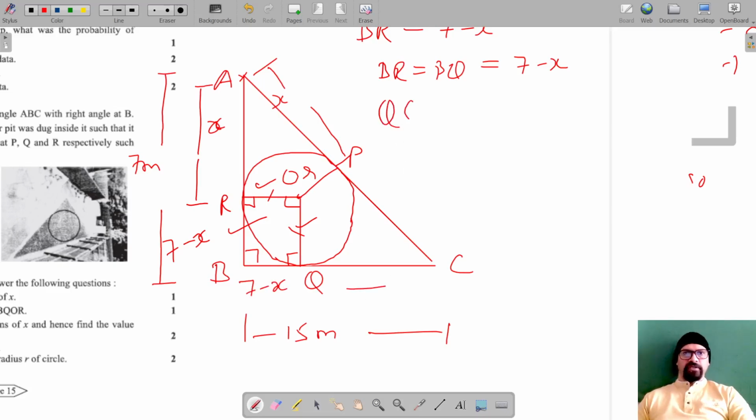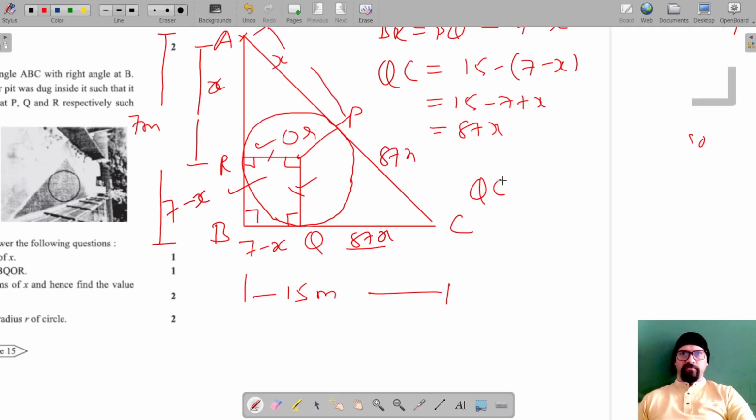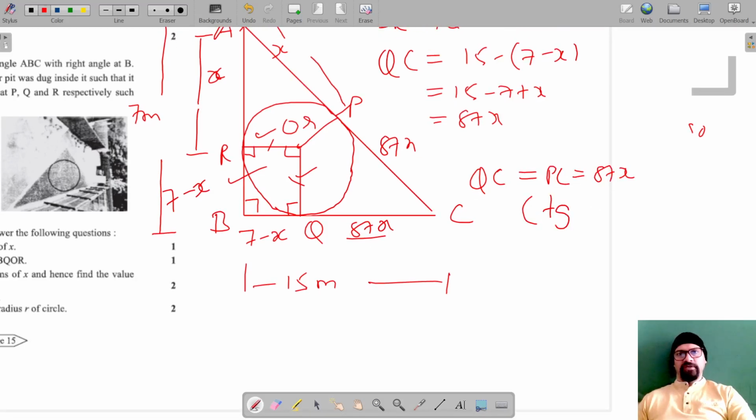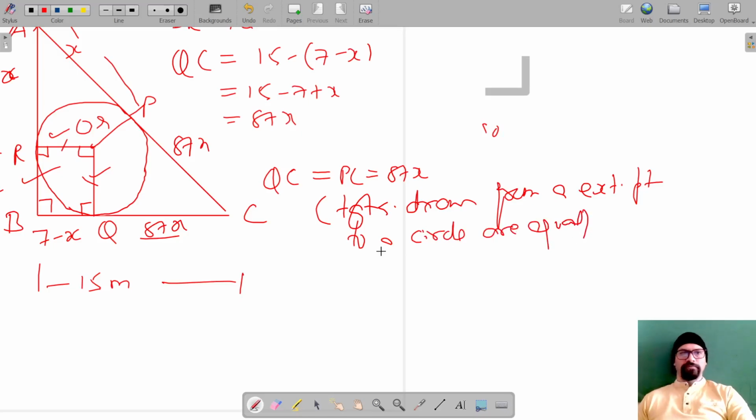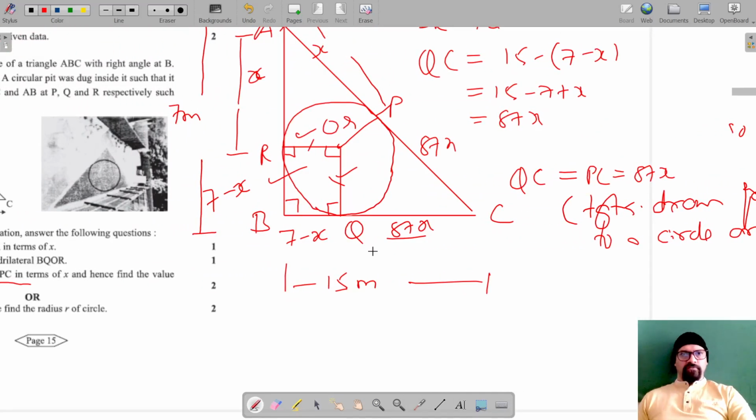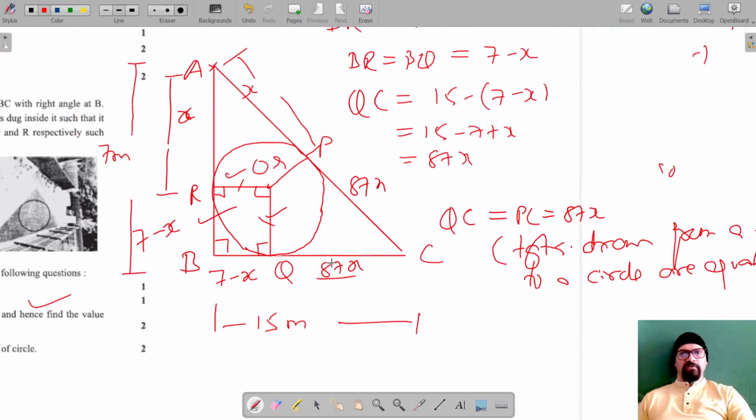Now QC. QC is equal to 15 minus (7 minus X), so this is 15 minus 7 plus X, which is equal to 8 plus X. So QC is 8 plus X, and PC is also 8 plus X, because these are the tangents drawn from an external point to a circle. So QC is equal to PC is equal to 8 plus X. The reason being, the lengths of tangents drawn from an external point to a circle are equal.